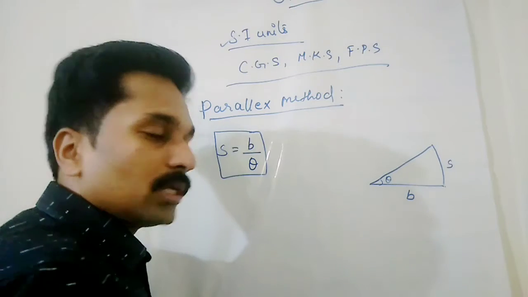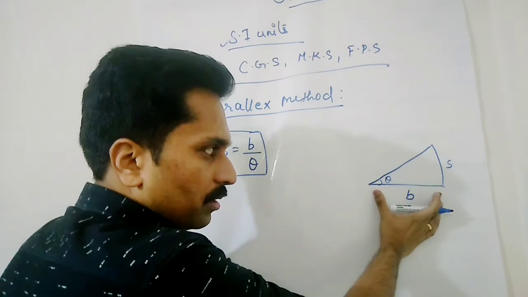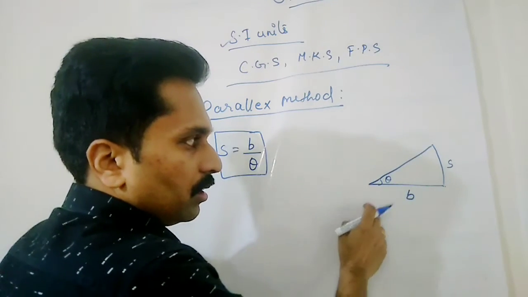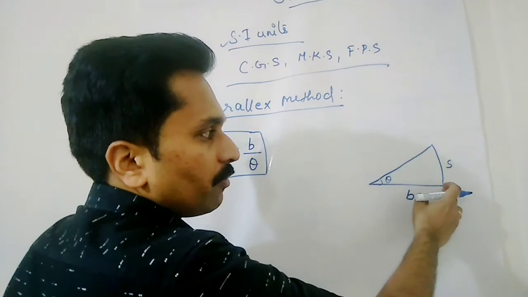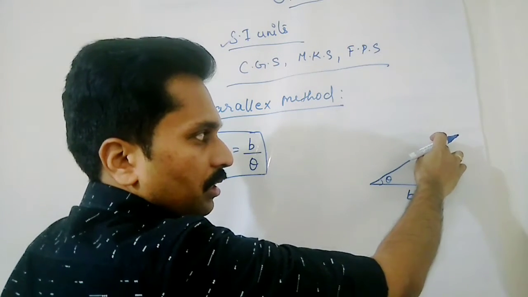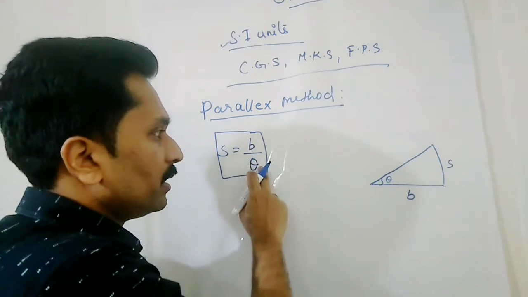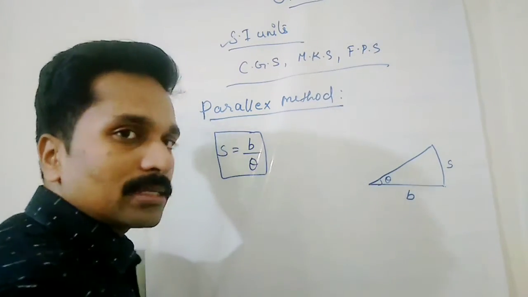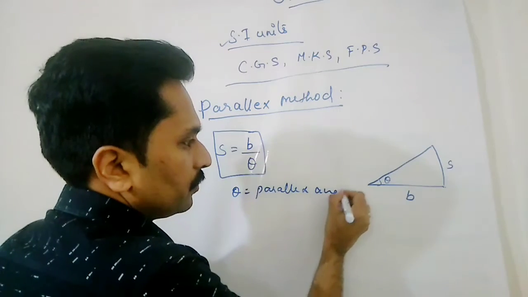Once again I am explaining. It's a part of a circle, and the radius here we have considered as B. The angle formed is theta, and the distance to the point of observation on the circle be S. So to find the distance S, the formula is B by theta, that is radius by the parallax angle. What we call theta is known as parallax angle or parallax arc.